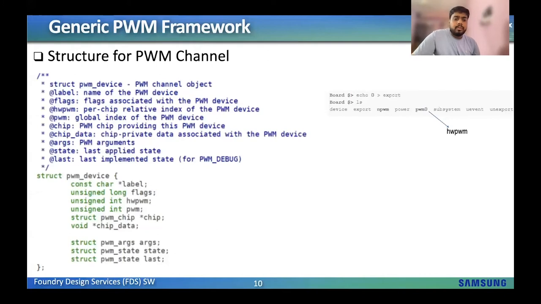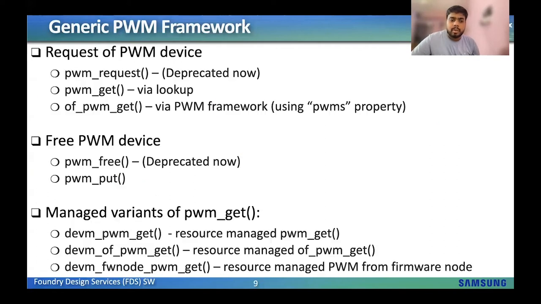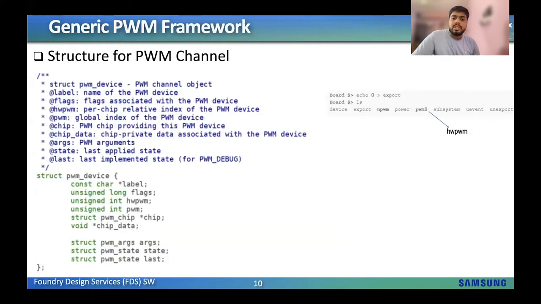Moving forward, we will see the different structures now. After that, we will again see a few other APIs, but since there was talk about the PWM device, we will see the structure. So when we request, we get the PWM device. That PWM device is this struct pwm_device. It represents the PWM channel object.